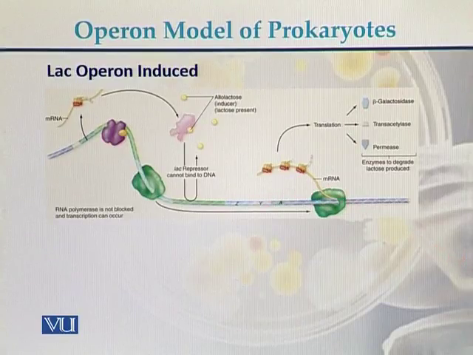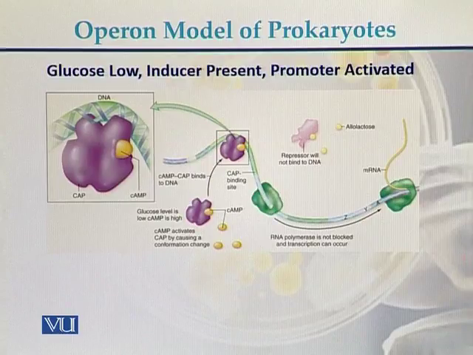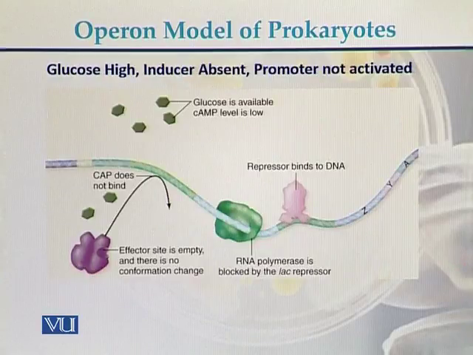If there is low glucose and inducer is present, then the promoter is activated. When the promoter is activated, the RNA polymerase is not blocked and there is transcription, so the messenger RNA will be produced from the structural genes. When there is high glucose and inducer is absent, the promoter is not activated. Then the repressor binds to the operator region, and the RNA polymerase is blocked by the lac repressor, so there is no transcription of the structural genes.